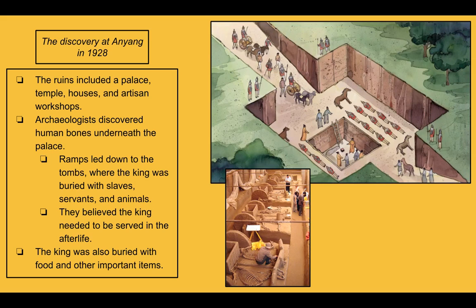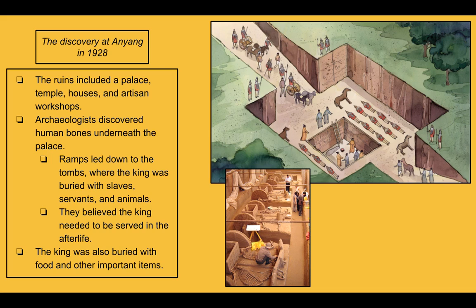All right, so we have the discovery at Anyang in 1928. So this is when historians and archaeologists learned a lot about early Chinese culture, early Chinese civilizations. So the ruins included a palace, temple, houses, and artisan workshops. So archaeologists discovered human bones underneath the palace.